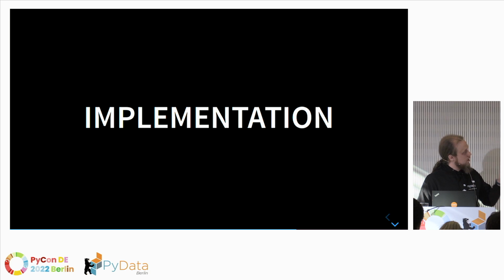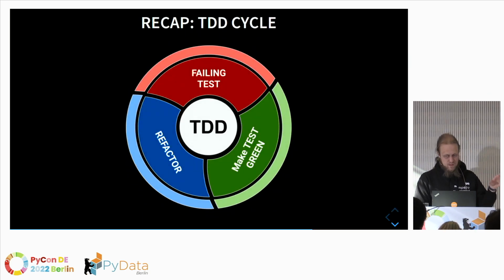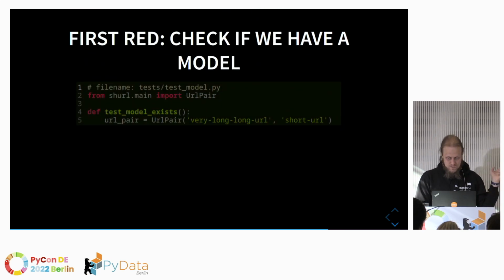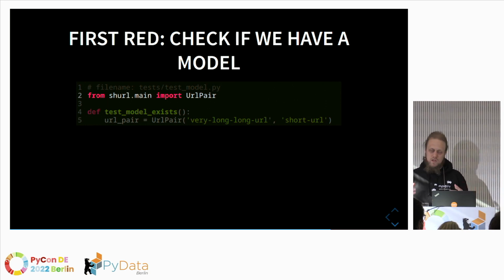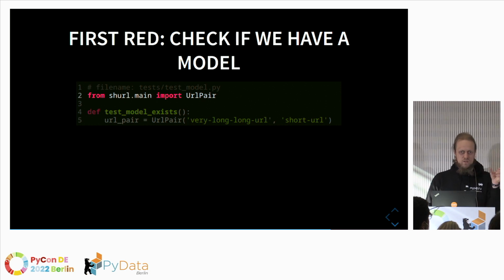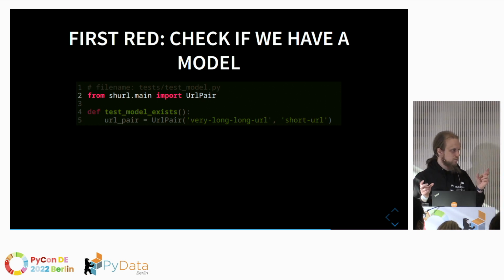I will jump to the terminal soon, but first a recap. We have this red part where we're starting. After that, we will try to make it green, and then we'll refactor it. The first part, I thought, yeah, I want to write a URL shortener. And what is a URL shortener? It maps a short URL to a long URL, and we can create short URLs by putting a long URL in there. And I want to do the domain logic, the basic business logic first.